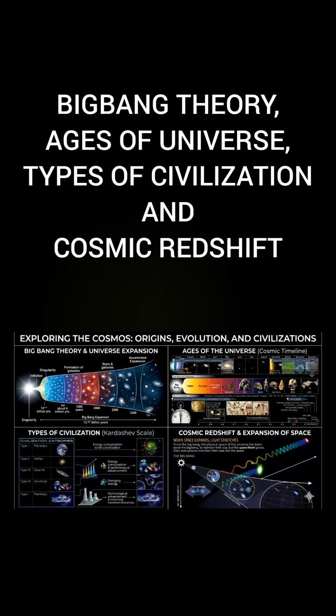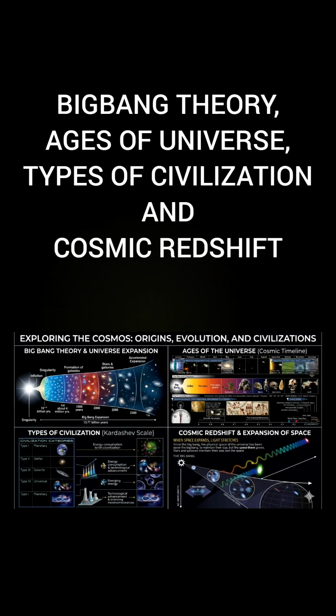Type 6, multidimensional/godlike. At this level, the civilization exists outside of time and space as we know it. They could manipulate dimensions beyond the standard 4, 3D space plus time, effectively becoming the architects of reality.